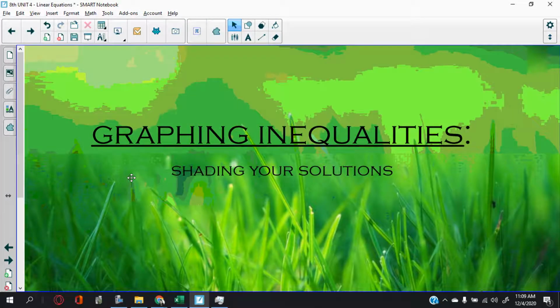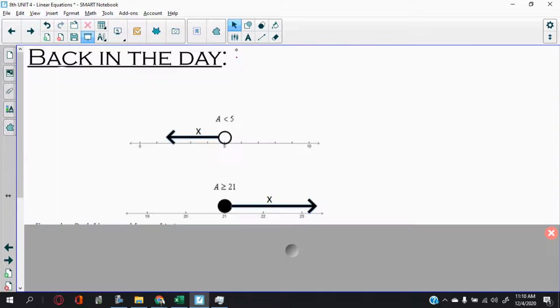Okay, let's talk graphing inequalities. The way we've been looking at graphing inequalities in sixth grade and seventh grade this year is not the most representative of how the rest of your school career is going to go as far as graphing is concerned. So let me show you what I mean.